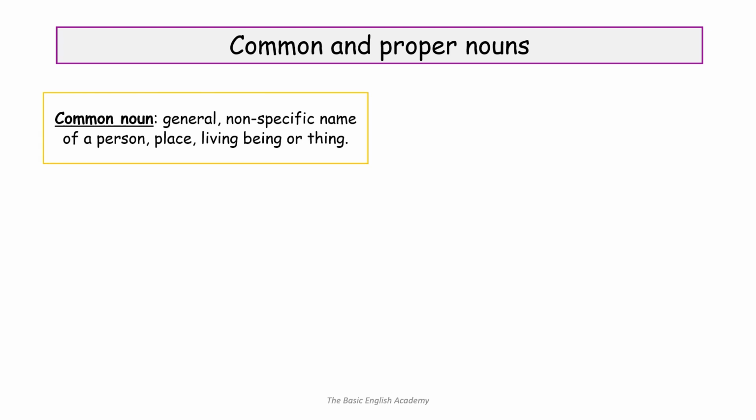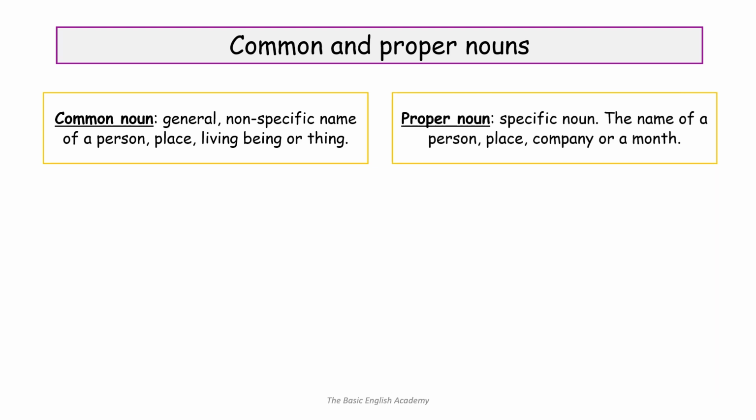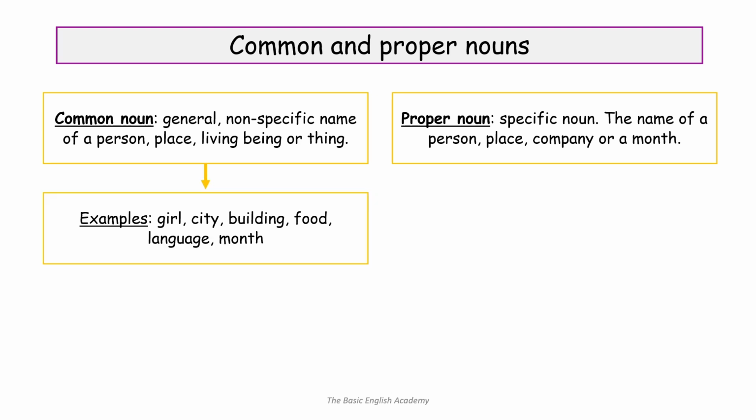A common noun is a general, non-specific name of a person, place, living being, or thing. On the other hand, a proper noun is a specific noun, the name of a person, place, company, or month. Let's look at some examples of common nouns. These examples are girl, city, building, food, language, and month. Now let's look at some specific nouns that correspond to these common noun examples.